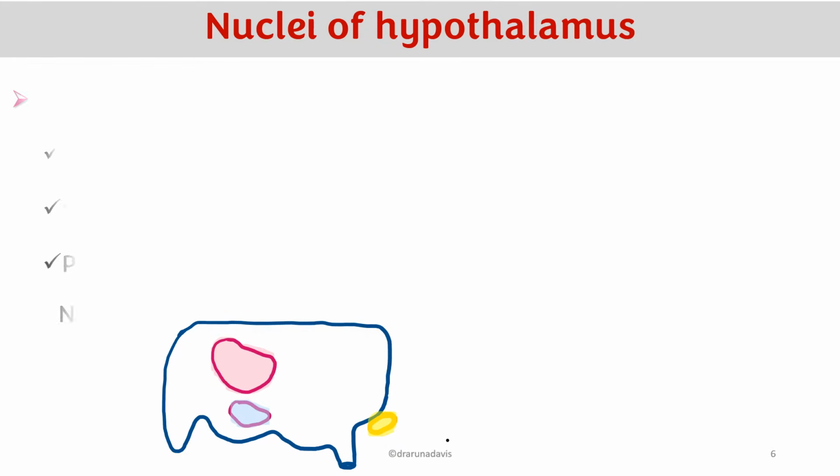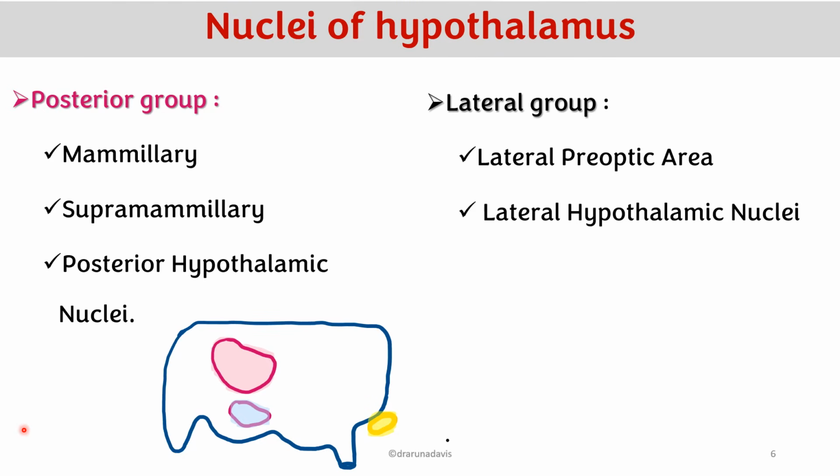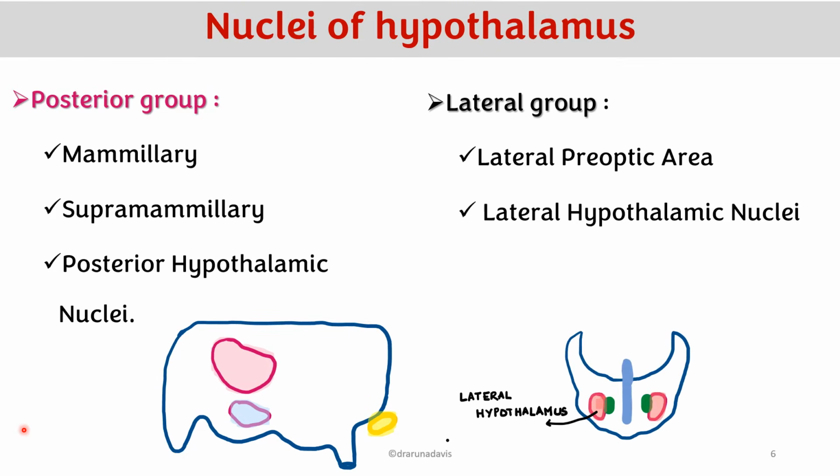And then we've got the posterior group, which contains the mammillary, supramammillary and posterior hypothalamic nuclei. The supramammillary is not shown in this diagram, but they include the posterior hypothalamus. And then we've got the lateral group, which contains the lateral preoptic and lateral hypothalamic nuclei. So this is the classification based on their location, right? And each of these areas has a specific function. We'll see more about it.